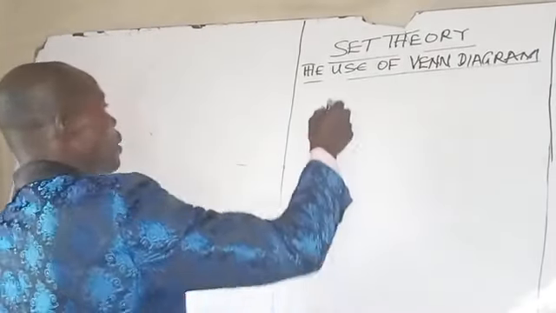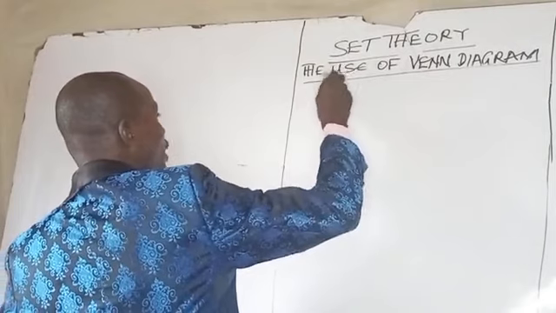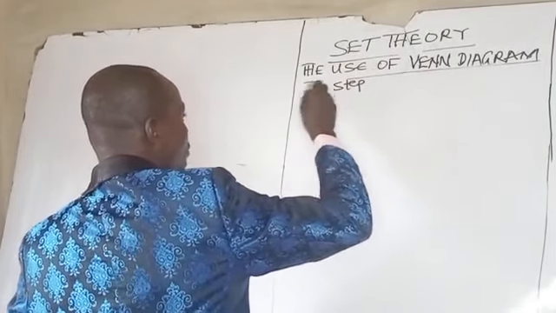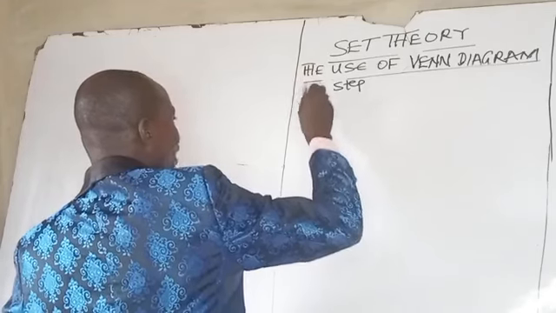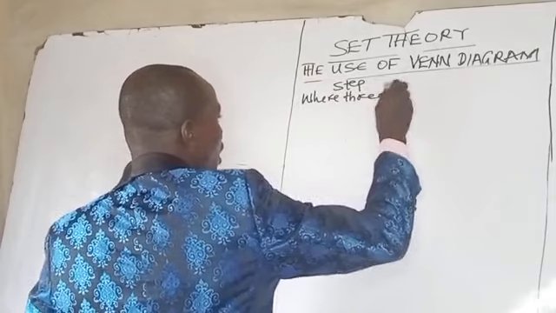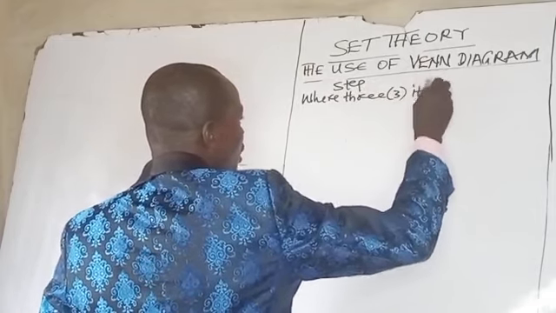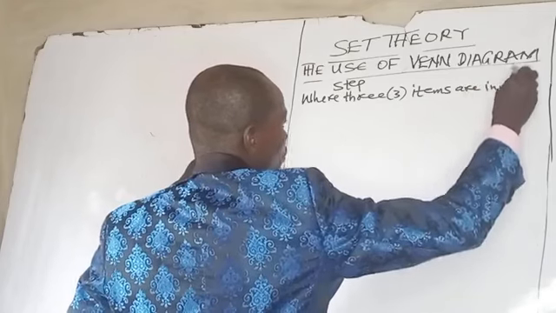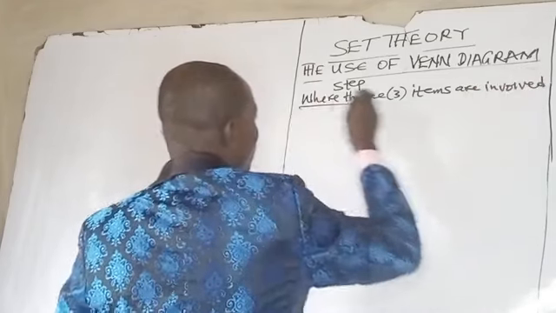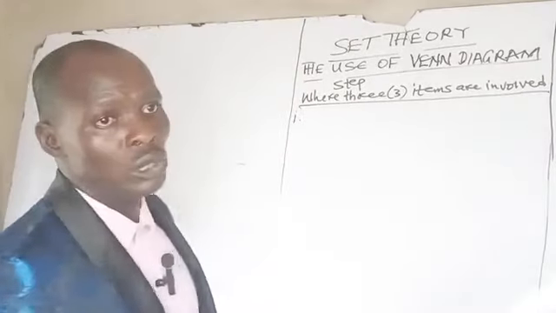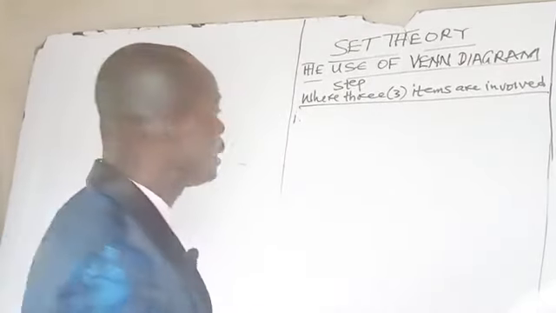So what are the steps for solving problems of sets using Venn diagram? We have three items involved. Step number 1. Draw the Venn diagram and label it accordingly.